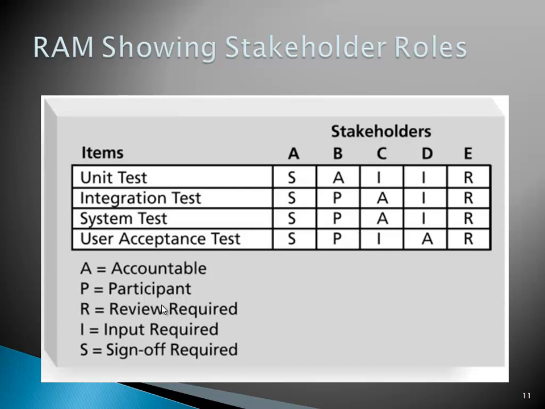Another example can be a matrix that shows accountability, participation, review, input required, and sign off required. So we will know who will be accountable for the different activity, who will be participating in the activity, who will review that activity or the completion of that activity, and who's required to add an input for that activity, and who will sign off on that activity.